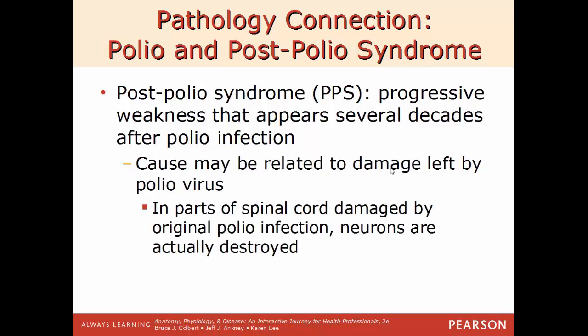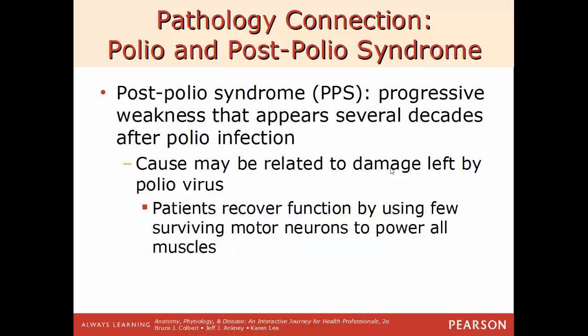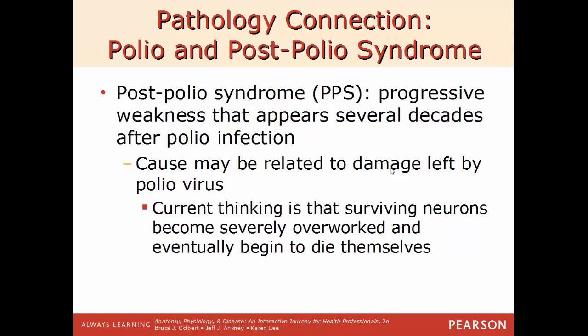And the cause of this could be related to the damage that's left behind by the polio virus. Now, in parts of the spinal cord damaged by the original infection, neurons are actually destroyed. Now, patients may recover function by using the few surviving motor neurons to power all of their muscles. Now, the current thinking is that surviving neurons become severely overworked, and eventually will begin to die themselves.